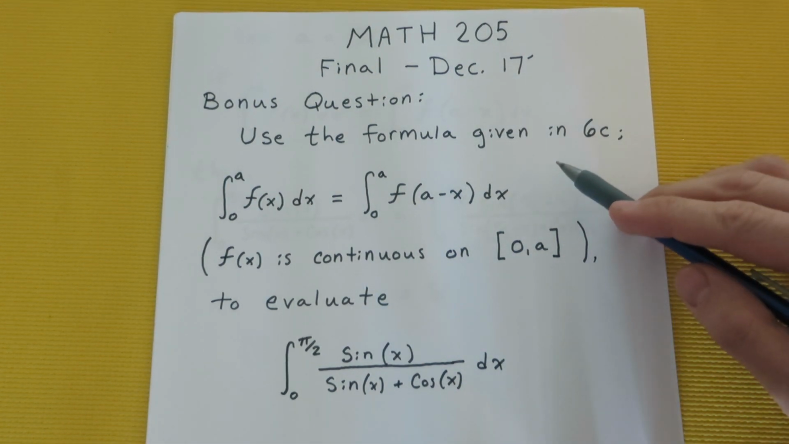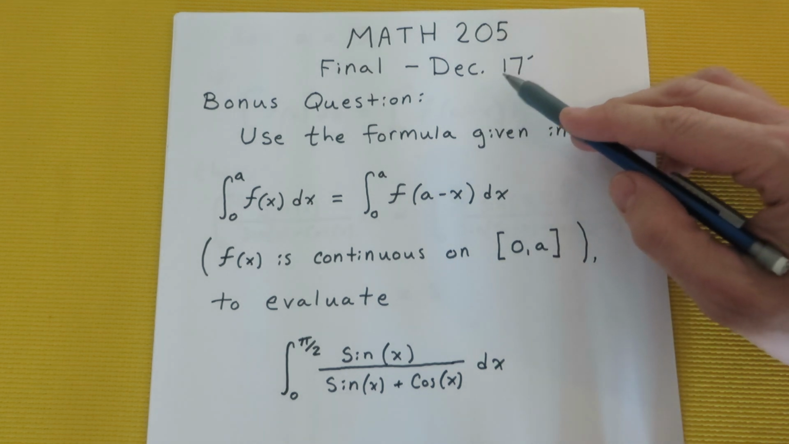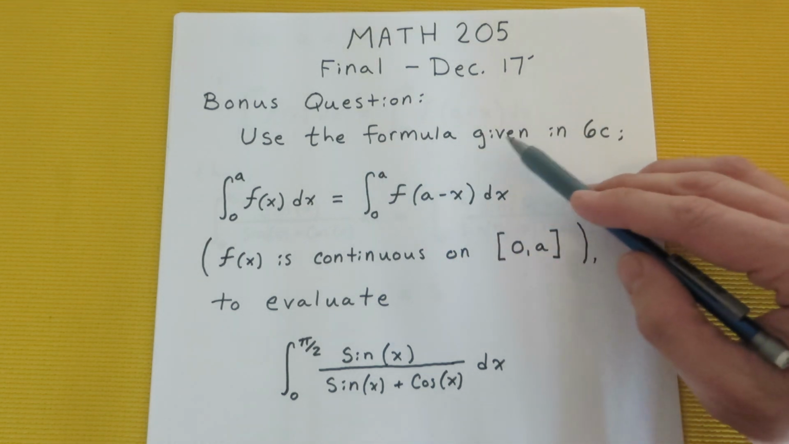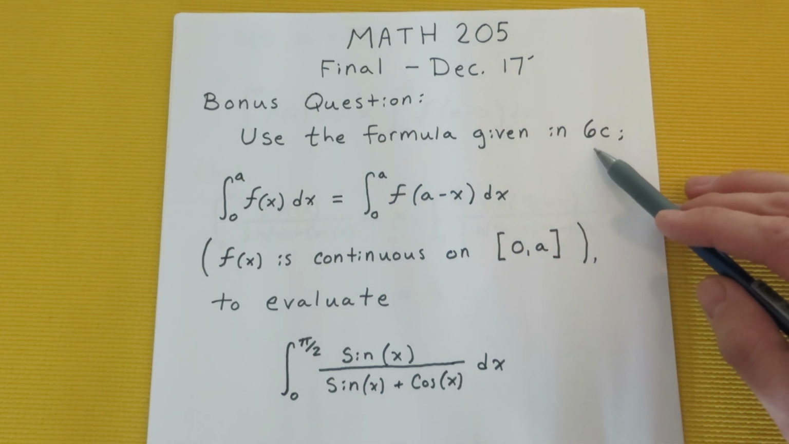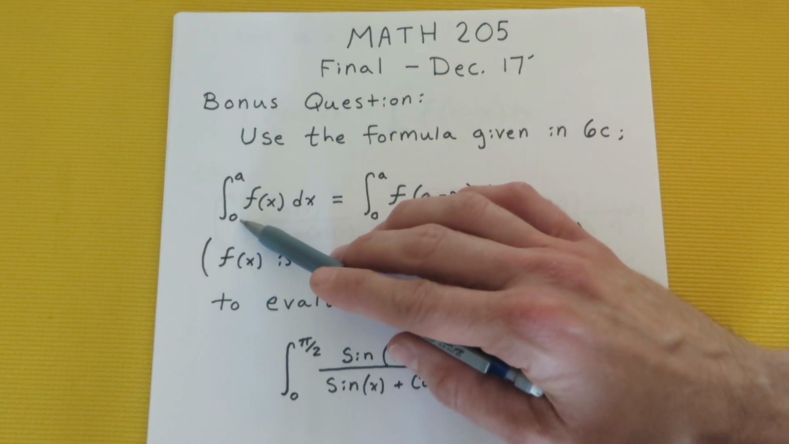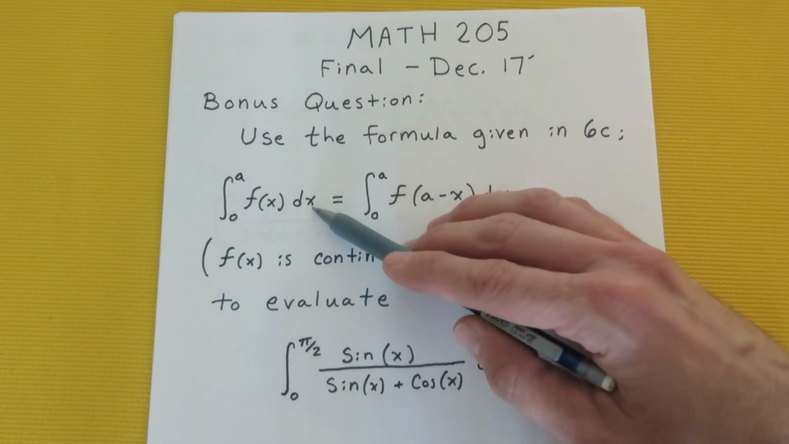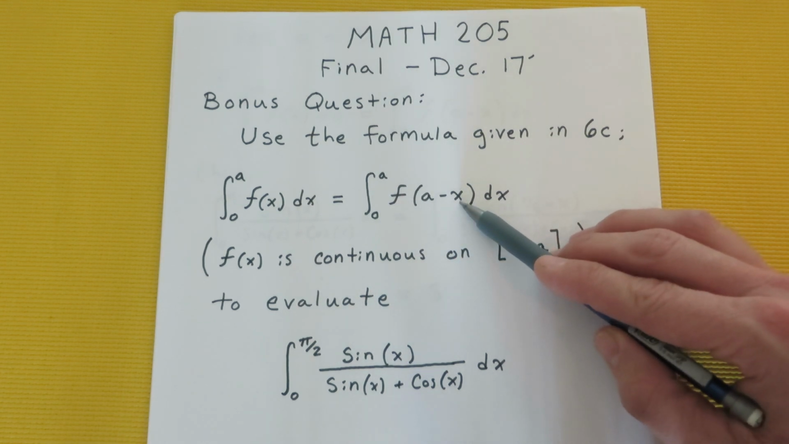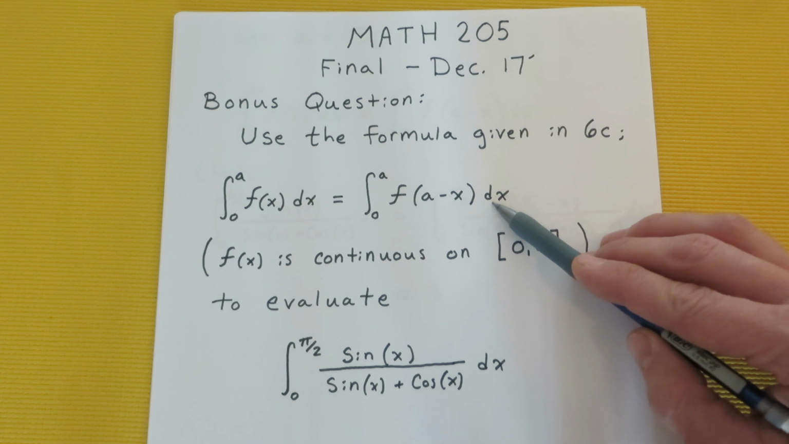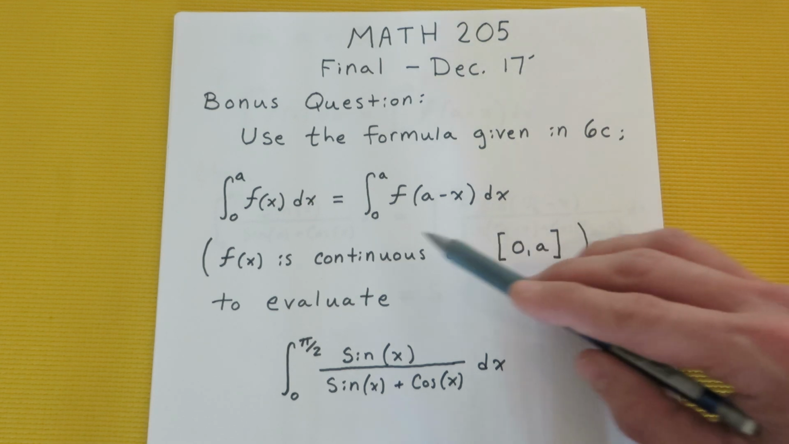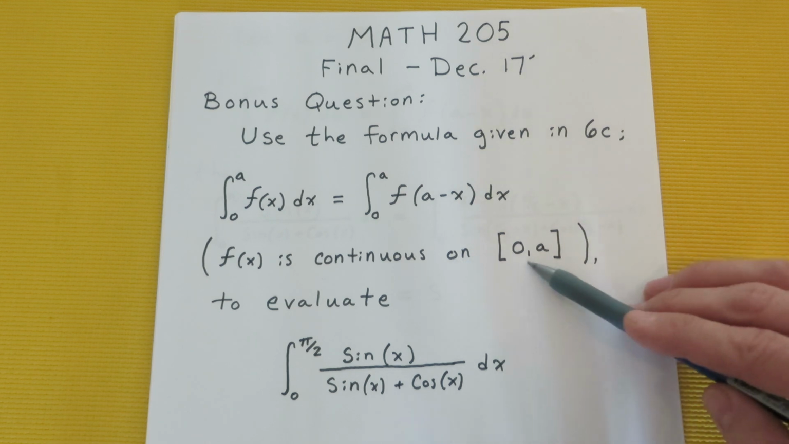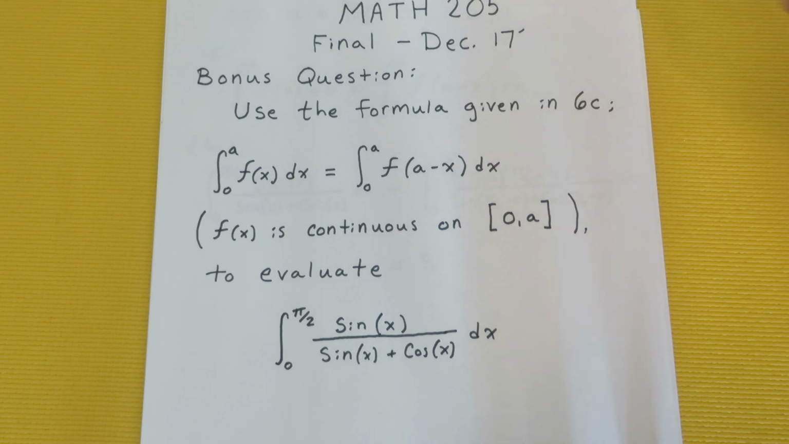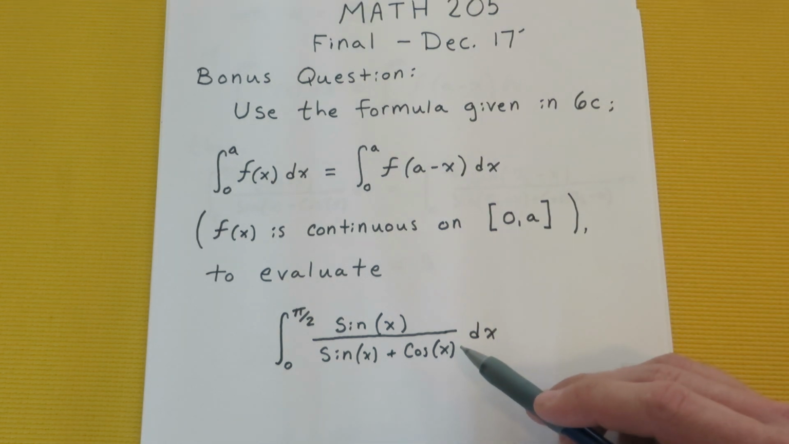Here we have the bonus question from a final exam from December 2017. The question asks us to use the formula given in question 6c, that the integral from 0 to a of f of x dx is equal to the integral from 0 to a of f of a minus x dx, which we proved in a previous video, when f of x is continuous on the interval from 0 to a. We're going to use that to evaluate this other expression down here.